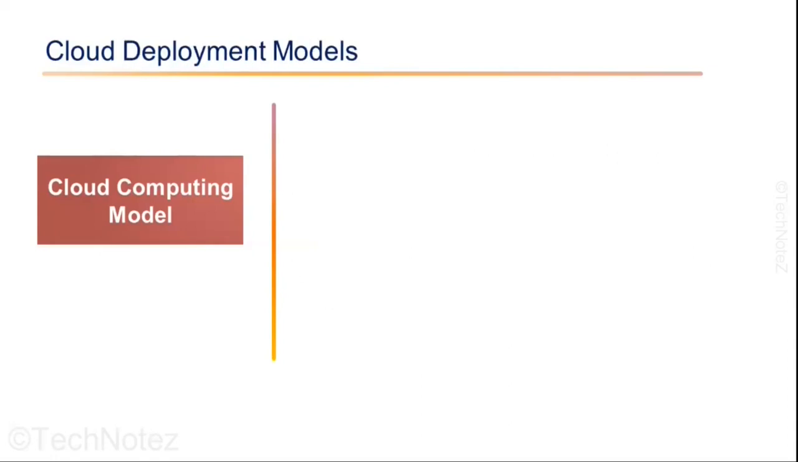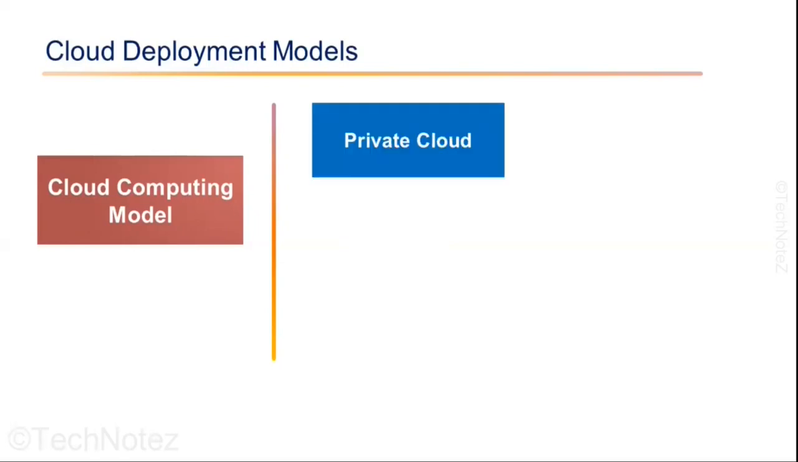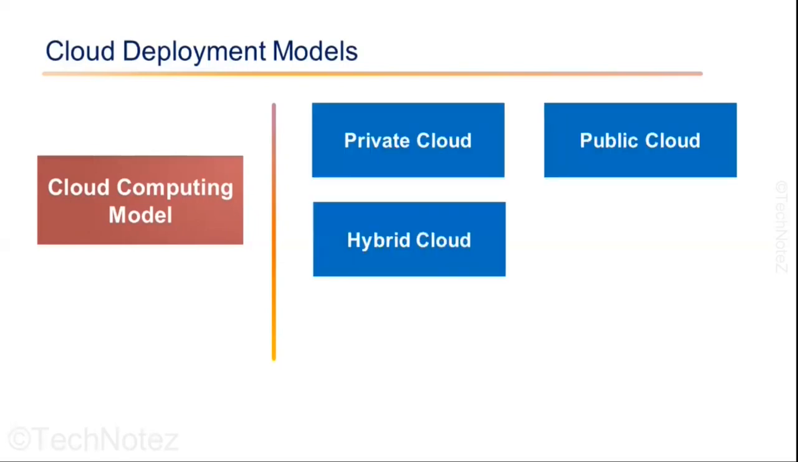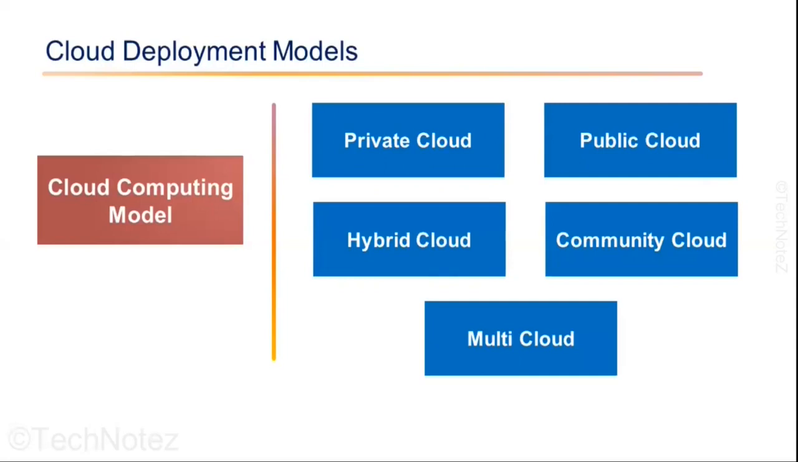So let's talk about the cloud deployment model. Cloud deployment model is how you deploy or implement the cloud in your organization. Based on network architecture, the cloud deployment models are further divided into different types like private cloud, public cloud, hybrid cloud, community cloud, and multi-cloud. Organizations are using these cloud computing models based on their business needs and requirement. Each model solves a specific set of problems and serves a different purpose. We will talk about these deployment models in detail in just a moment.